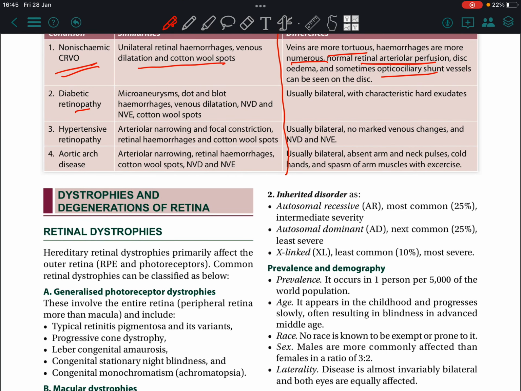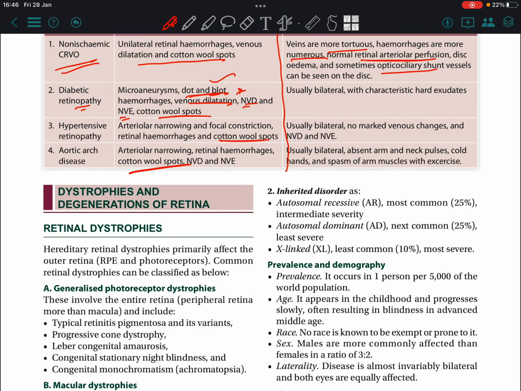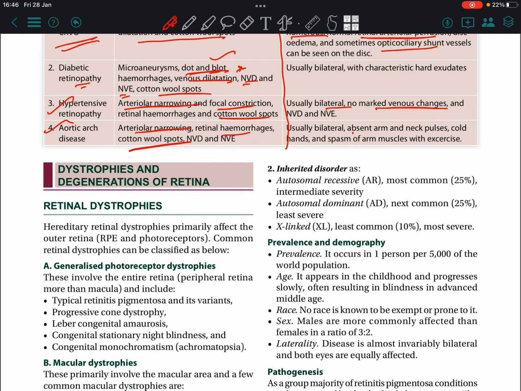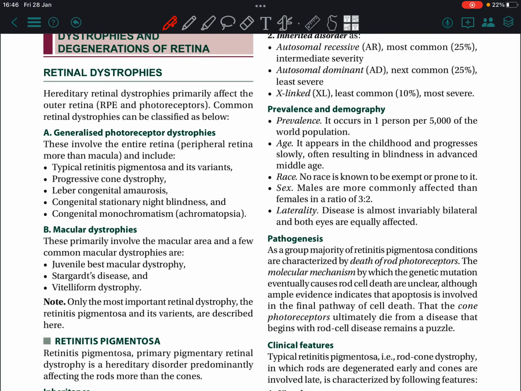Diabetic retinopathy: microaneurysm, dot and blot hemorrhage, venous dilation, NVD, NVE, cotton wool spots. Mostly cotton wool spots are common. Hypertensive retinopathy and aortic arch disease: arterial narrowing, retinal hemorrhage, focal constriction. Here usually bilateral, no marked venous congestion, absent neck pulses, etc.